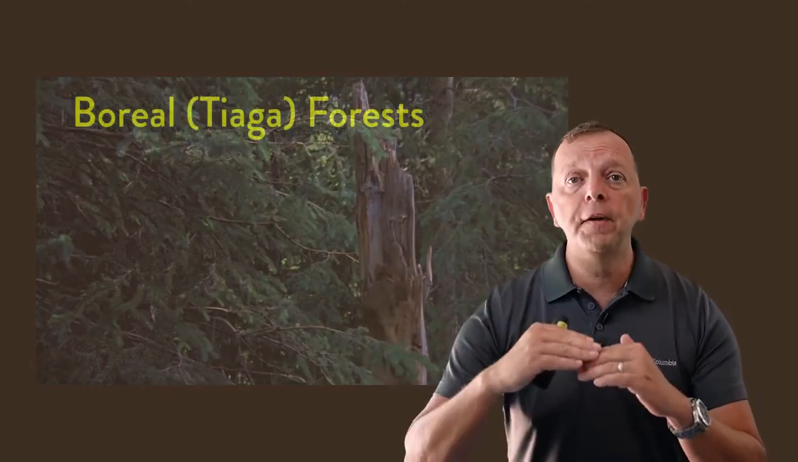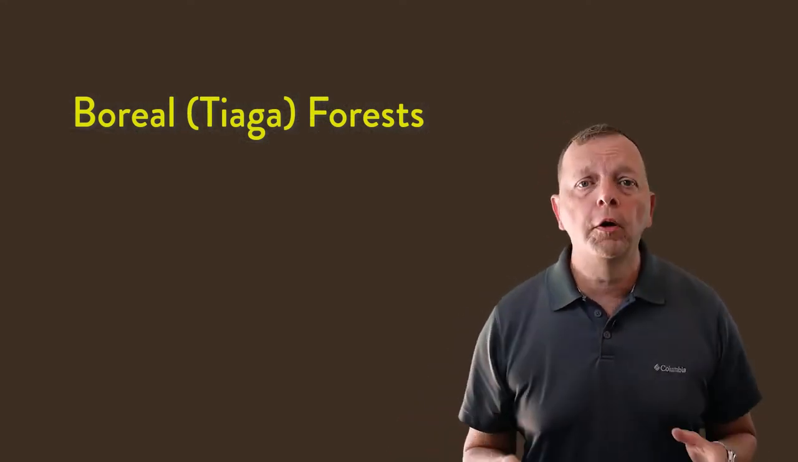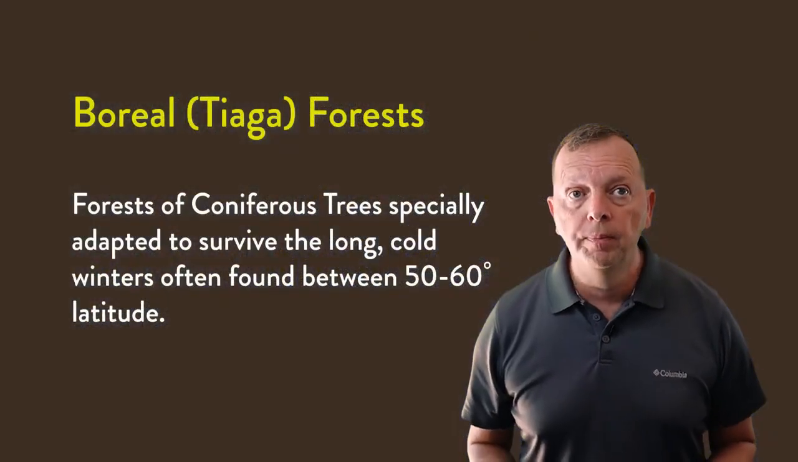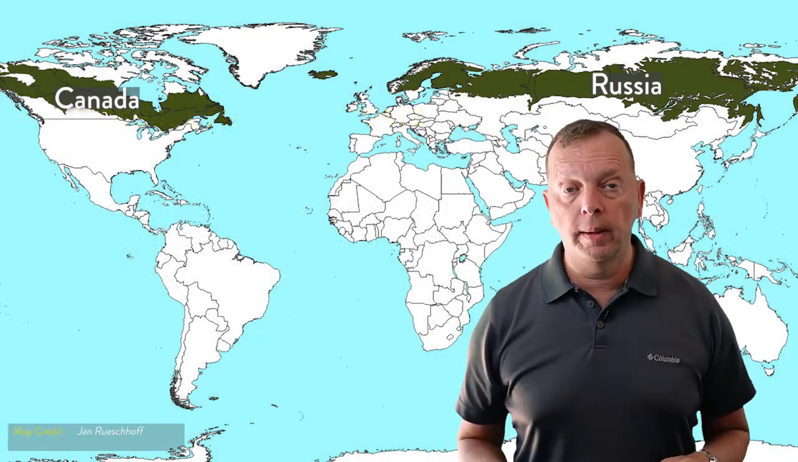Now, as you move between 50 and 60 degrees latitude, we start seeing our boreal forests. Boreal forests, also known as taiga forests, are made up of coniferous trees specially adapted to be able to survive the brutal winters of that latitude. A perfect example of a boreal forest is found in Canada and in Russia's Siberian plain.